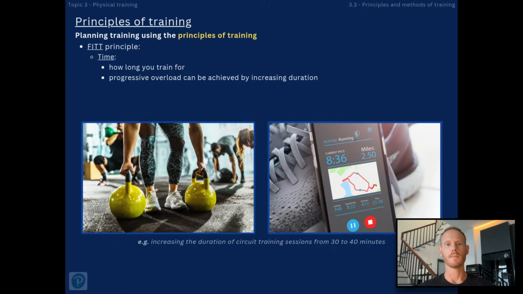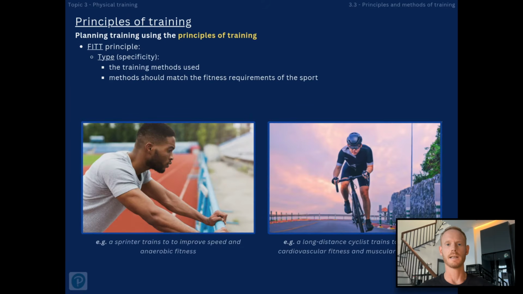Time refers to how long training sessions last for. Progressive overload can be achieved by gradually increasing duration over the course of a training program, for example by adding an extra 10 minutes to each circuit training session. Finally, type, which links to the principle of specificity, refers to the method of training used. This needs to match the fitness requirements of the sport. For example, a sprinter might use interval training to develop anaerobic fitness and speed, while a long-distance cyclist would benefit more from aerobic training methods.